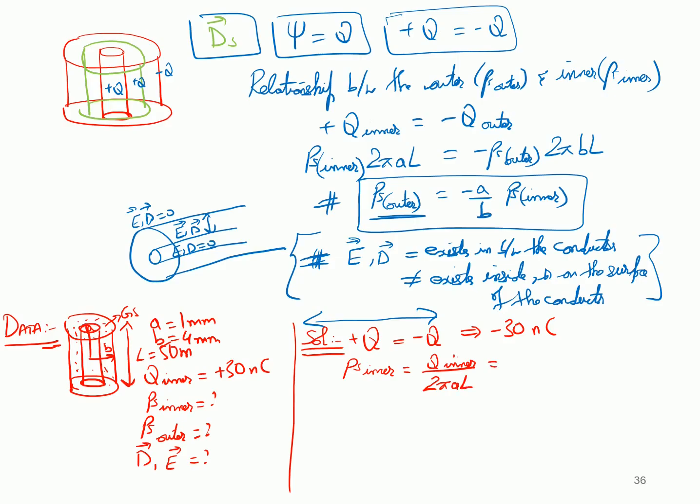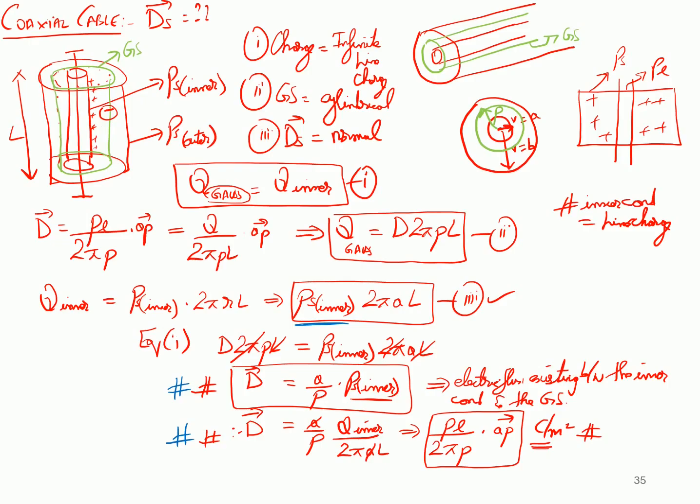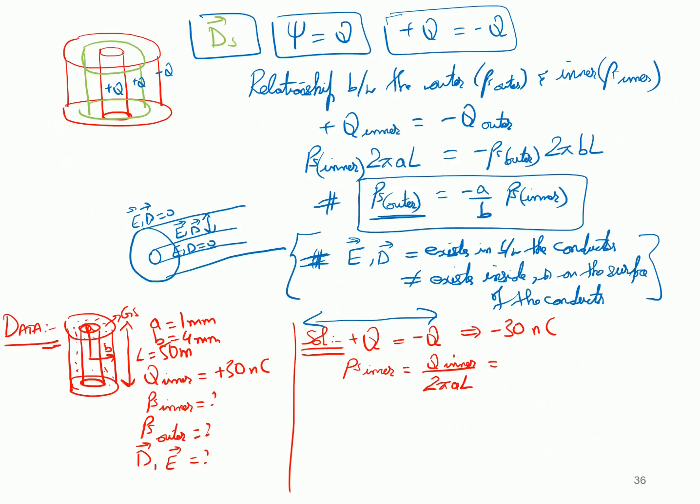So this is the same equation which we have seen over here. This is equation number 3 which we are utilizing. So the value of Q inner is 30 nanocoulomb, which is 10 raised to power minus 9, divided by 2 into pi, which is 3.14, times the radius, which is 1 into 10 raised to power minus 3, and the length is 50 meter. So the answer comes out to be 9.55 microcoulomb per meter square. So this is the surface charge distribution of the inner conductor.